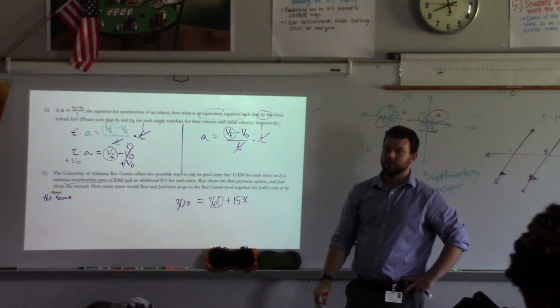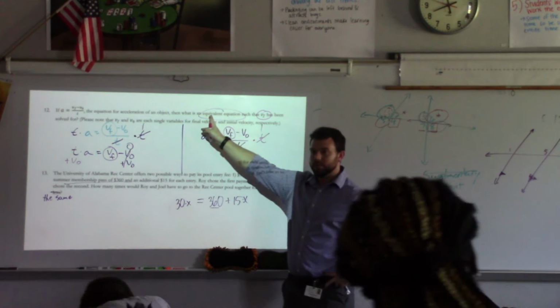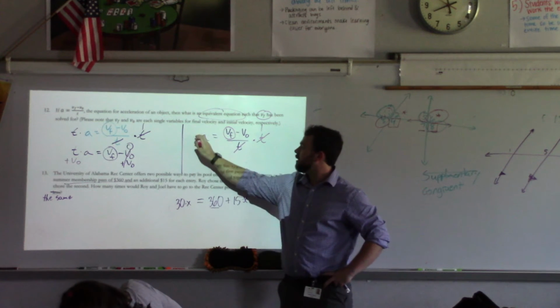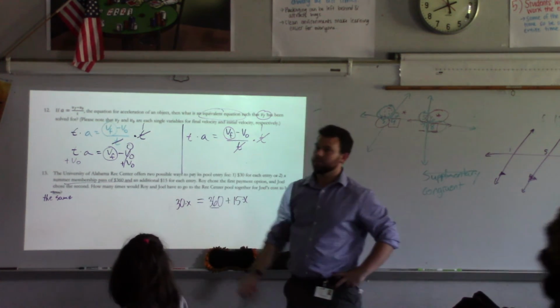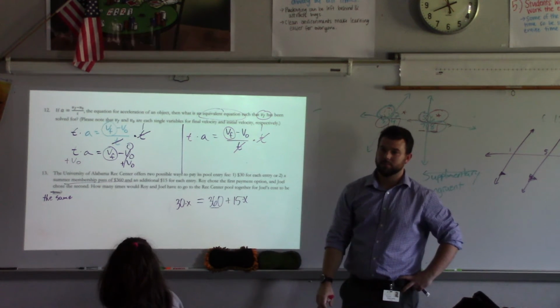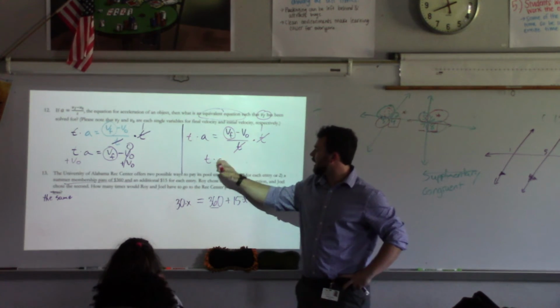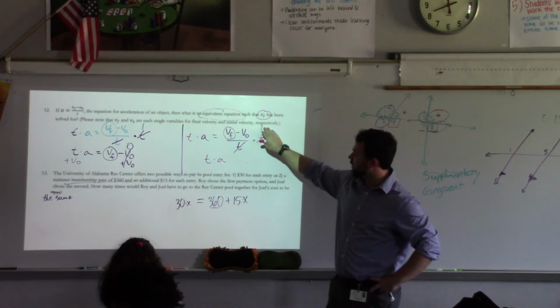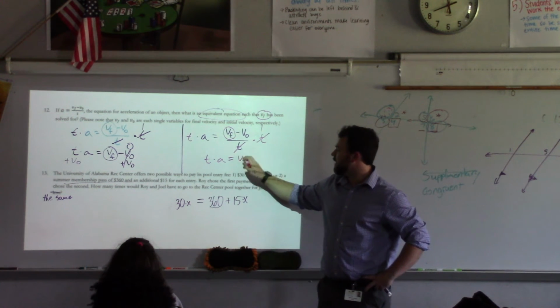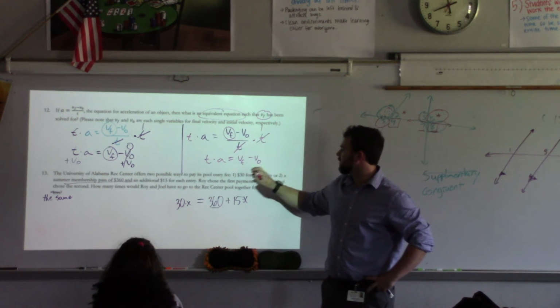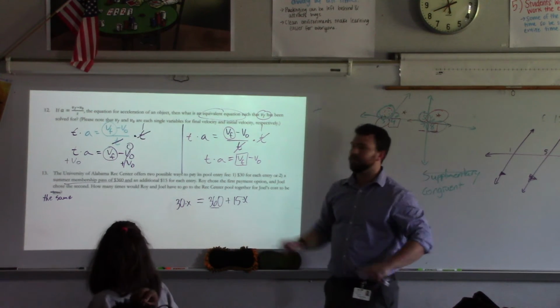But if I want it to be equivalent, I have to do it to the other side as well. T times a. So T times a, I cancel that out, creating a 1, is equal to V sub F minus V sub 0. True. I am searching for V sub F.